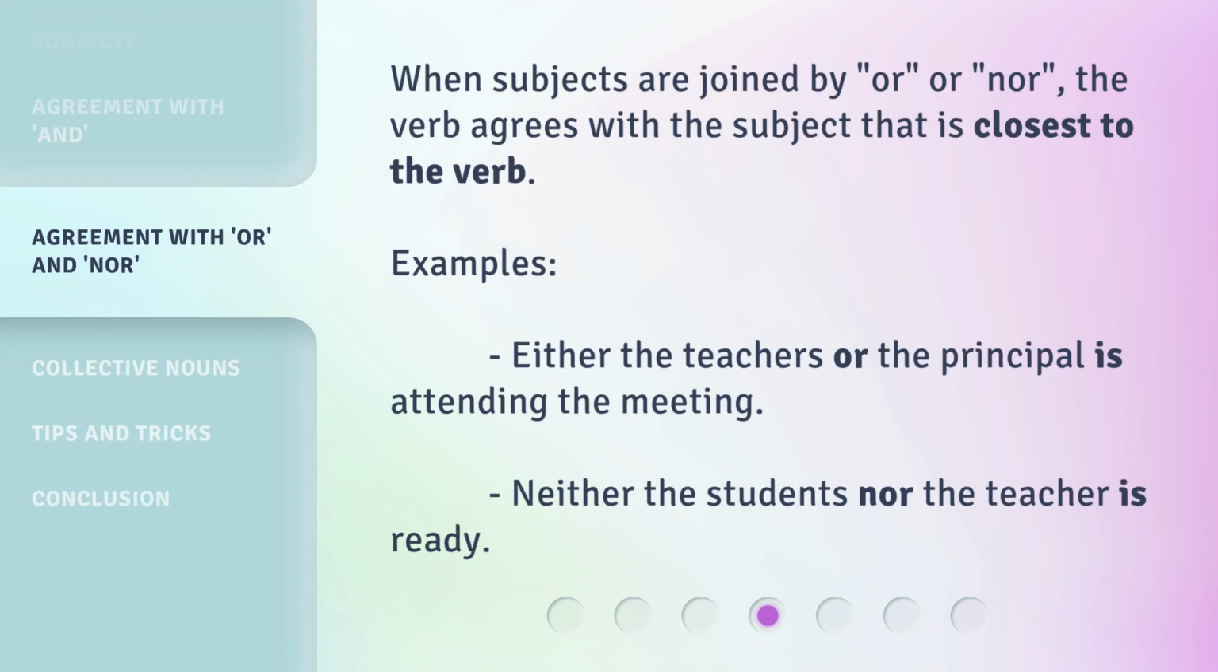When subjects are joined by or, nor, the verb agrees with the subject that is closest to the verb. Examples: either the teachers or the principal is attending the meeting. Neither the students nor the teacher is ready.